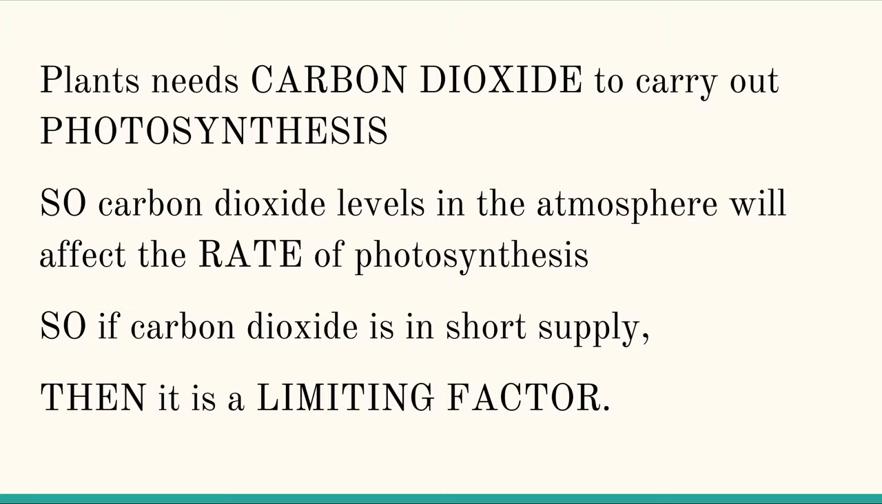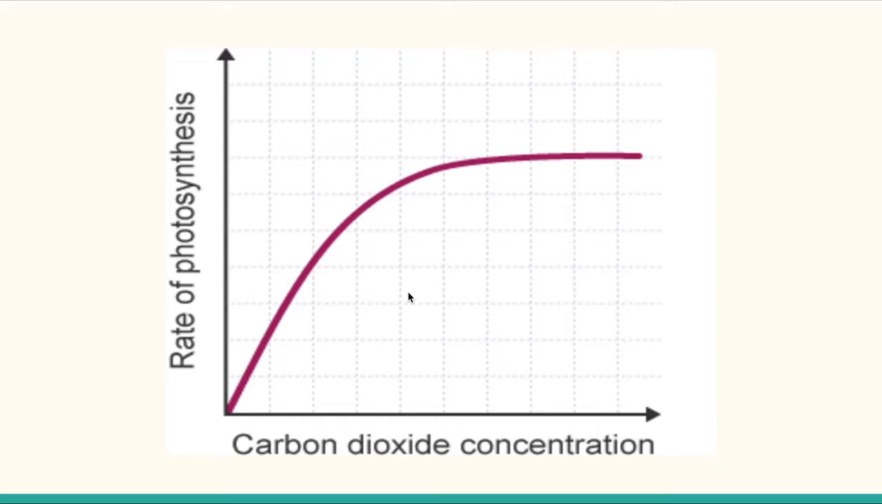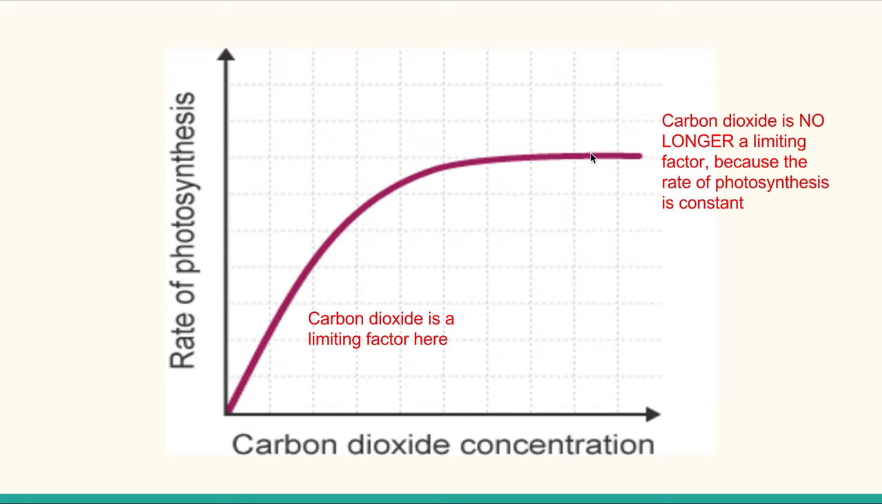So, let's move on. Plants need carbon dioxide to carry out photosynthesis. So carbon dioxide levels in the atmosphere will affect the rate of photosynthesis. So if the carbon dioxide is in short supply, then it is a limiting factor. Here we have a graph, carbon dioxide concentration and rate of photosynthesis. Here, as the carbon dioxide concentration increases, the rate of photosynthesis increases. So carbon dioxide is a limiting factor here, because if it is low, rate of photosynthesis is low. But here, the rate of photosynthesis is constant because it is a straight line. And so the carbon dioxide is no longer a limiting factor, and so something else might be.